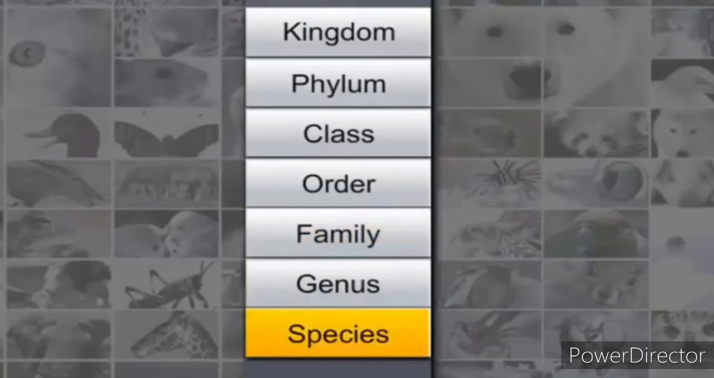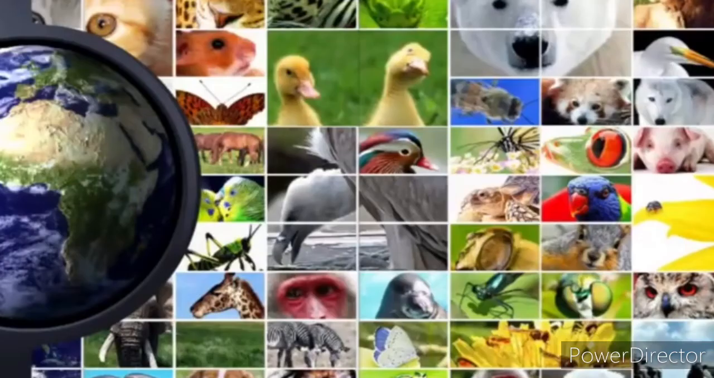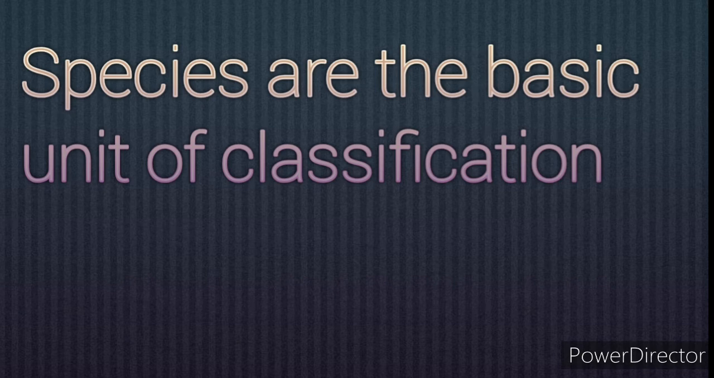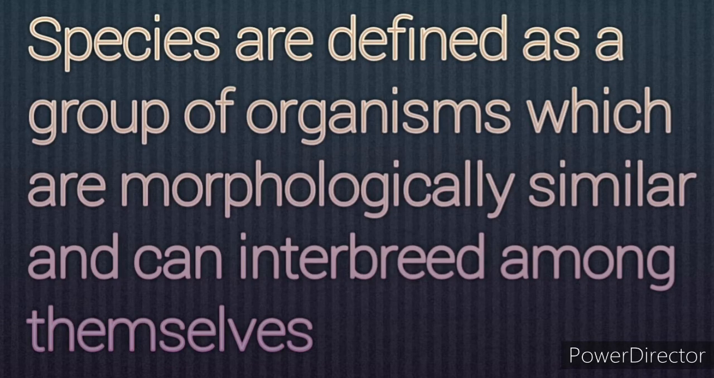Okay, we'll go through the classification hierarchy from the basic one, that is the species, the lowest one. Taxonomic studies consider a group of individual organisms with fundamental similarities. Those are the species. Species is the basic unit of classification. Species are defined as a group of organisms which are morphologically similar and can interbreed among themselves.